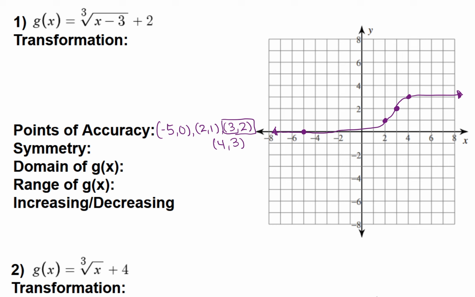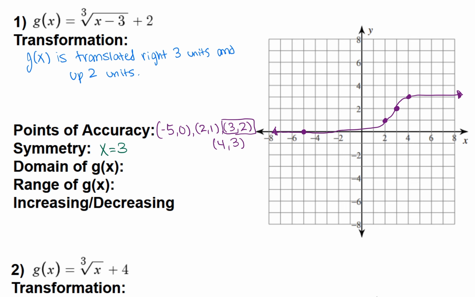g of x is translated right 3 units and up 2 units. The axis of symmetry is based on the x-coordinate of the point of inflection. In this case scenario, x is equal to +3.